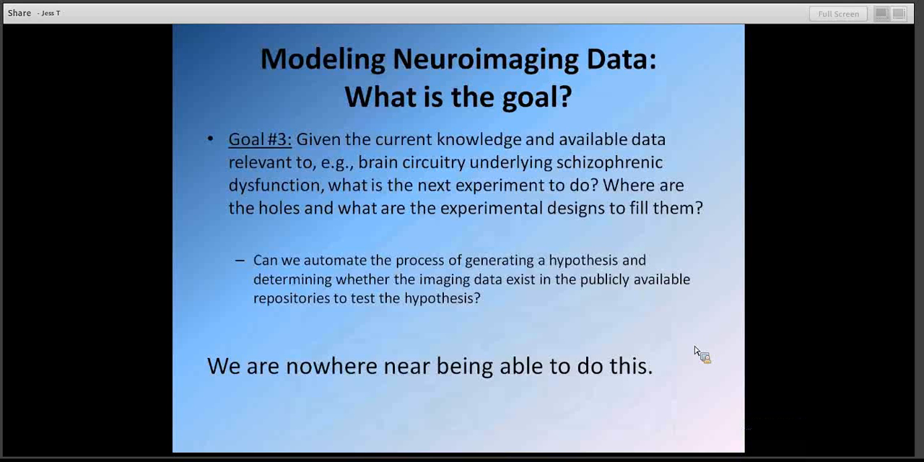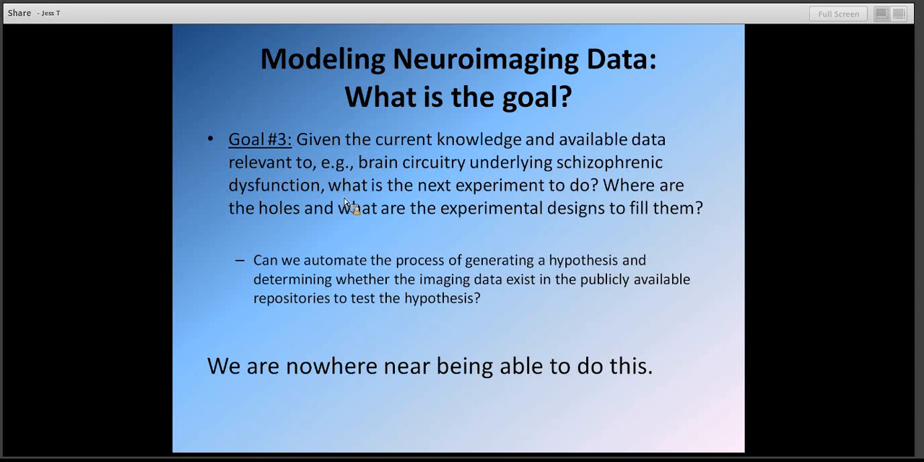So of course, the big goal, and Cognitive Atlas is trying to go this direction, Neurosynth is trying to go this direction, BrainMap is trying to go this direction. Well, at least, you know, I want to go this direction. So given current knowledge and available data that's relevant to, for example, brain circuitry underlying schizophrenic dysfunction, which is where I'm really interested, what is the next experiment to do? Where are the holes in what we know about brain function, and what are the experimental designs that we should be doing to address this hypothesis?